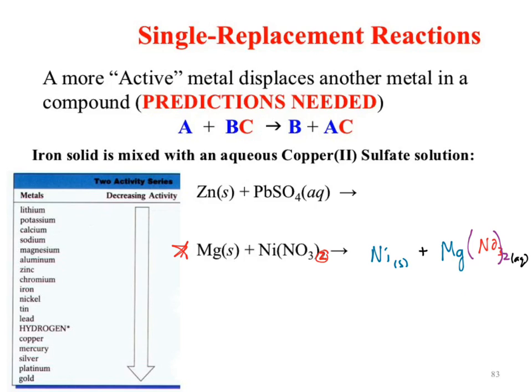This is kind of the advantage, or the nice thing, behind our single replacements. To balance, we'd say magnesium. On the left, I have 1. On the right, I have 1. Nickel. On the left, I have 1. On the right, 1. Nitrate. I have 2 and 2. Everybody see that? That means it's balanced.